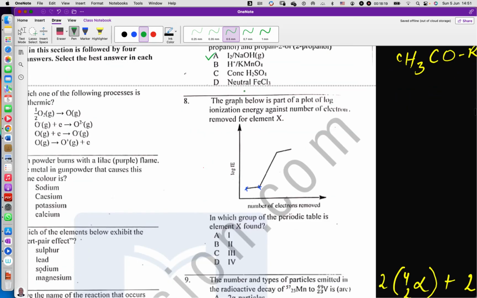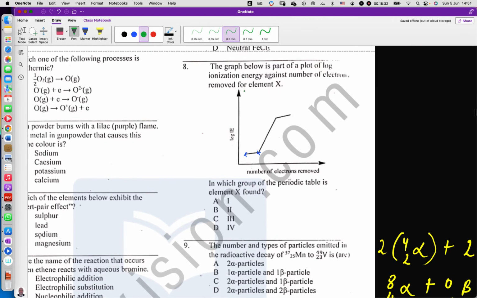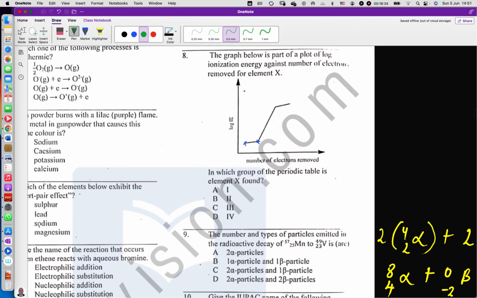Question number 8 has to do with the first ionization energy. Here, you will see that the graph below is part of a plot of the log of ionization energy against number of electrons removed from element X. In which group of the periodic table is element X found?